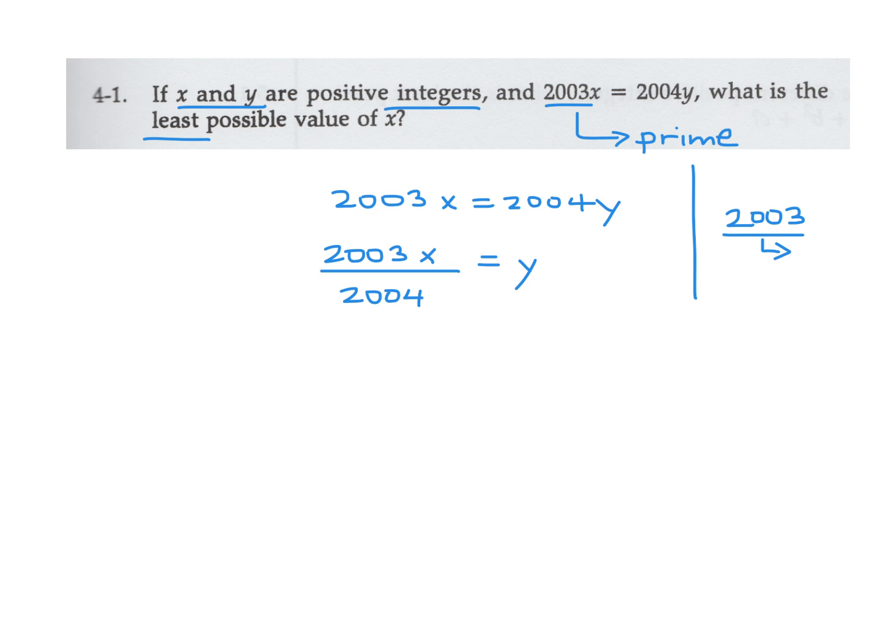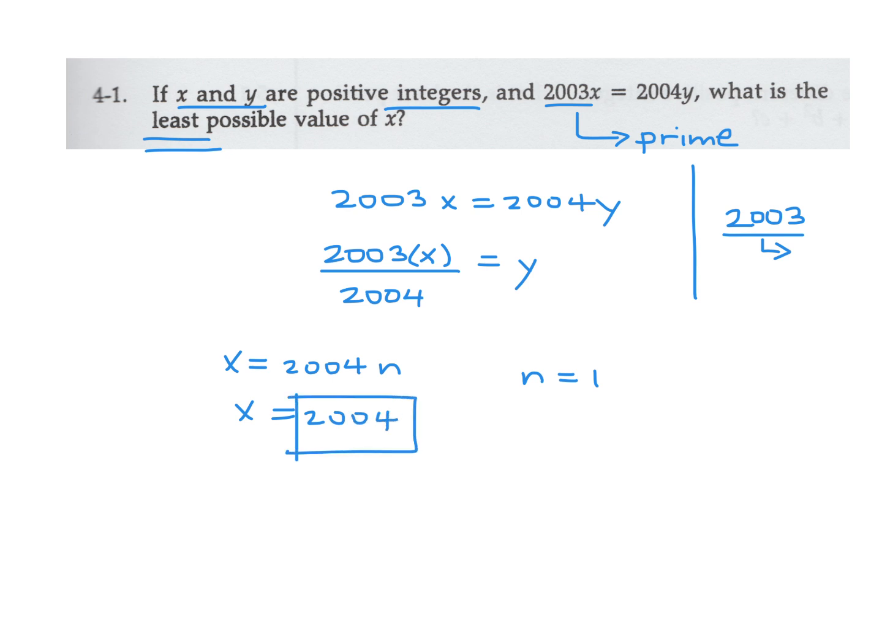Because it's prime, that means that x has to divide 2004, because 2003 won't be able to. So x has to be some multiple of 2004, 2004n, let's say. And I think that's it. Then they want the least possible, so the least possible value would be when n equals 1, and therefore x equals 2004. So 2004 is the answer to this question.